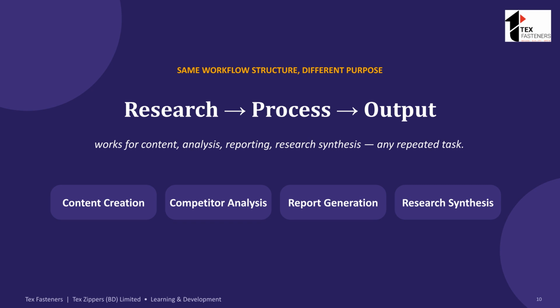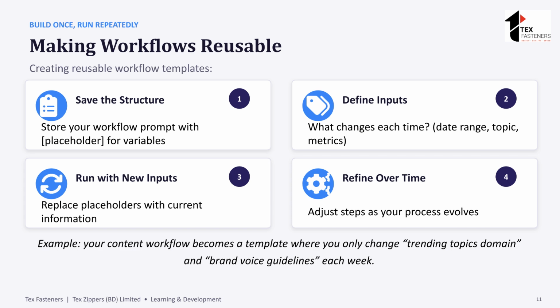Notice something important. The workflow structure remains the same even when the purpose changes. For content creation, you might research topics, process ideas, and produce social media content. For competitor analysis, you research competitor activity, assess its impact, and produce recommendations. For report generation, you can gather information, analyze it, and produce a structured report. And for research synthesis, you can gather sources, identify key insights, and produce a useful summary. The process changes, but the underlying structure remains. Research, process, output.